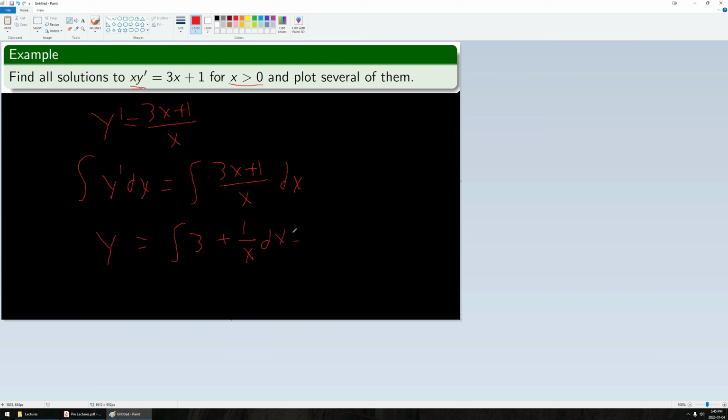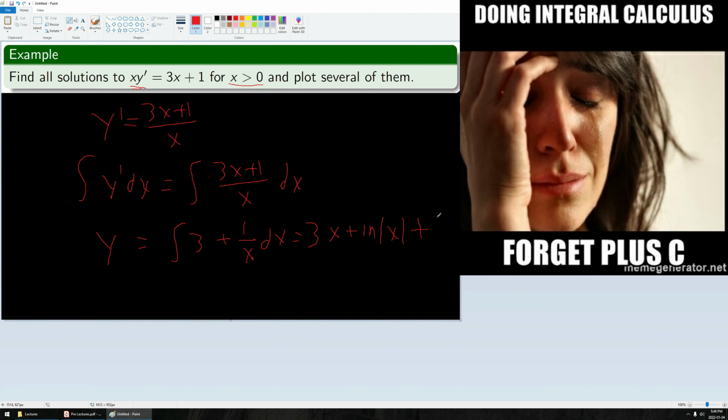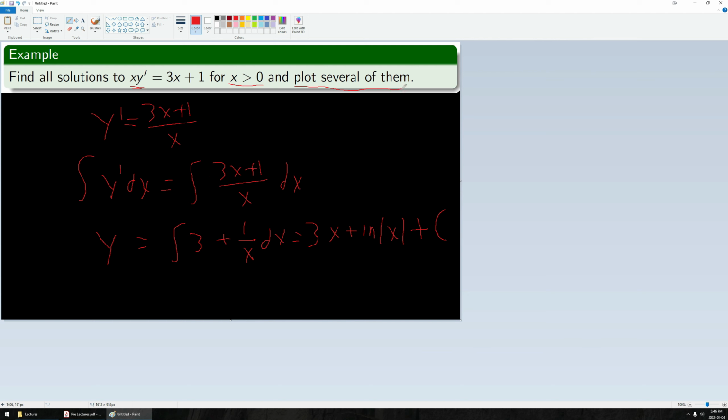Now from basic calculus, the integral of 3 is 3x. The integral of 1 over x is ln of the absolute value of x, which I'm going to leave the absolute value here, even though for this case I don't need to, since x is strictly greater than 0. And do not forget the plus c. So notice here in this question I say plot several of them. How am I going to go about plotting several of them? Well, I need to have several of these curves. So I need that plus c to plot these.